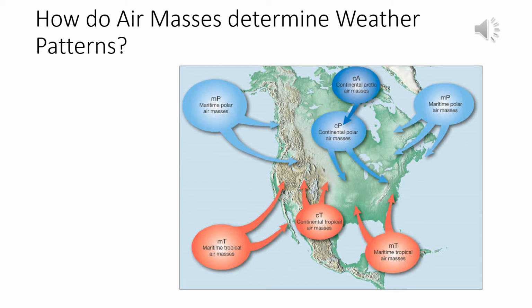We can also look at their area of origin. Are they coming over a body of water, or are they coming over land? Those who move over bodies of water are called maritime. Those that come over continents are called continental. You can have 4 different types: maritime tropical or maritime polar. You can have continental tropical or continental polar. These descriptors tell you about the water content, the humidity of the air mass, as well as its temperature.